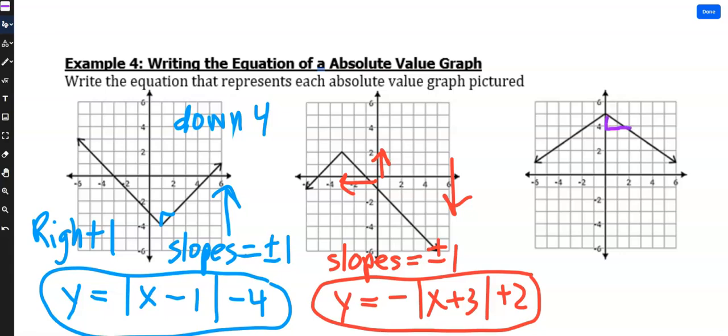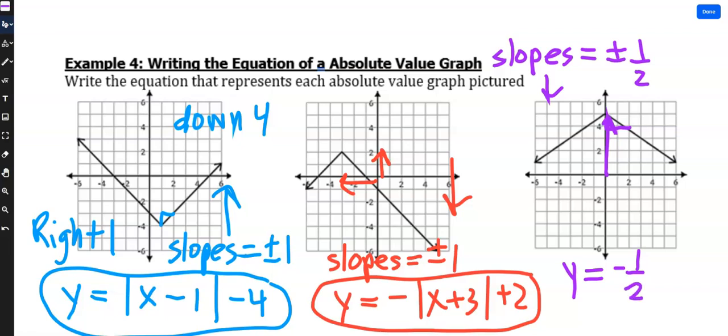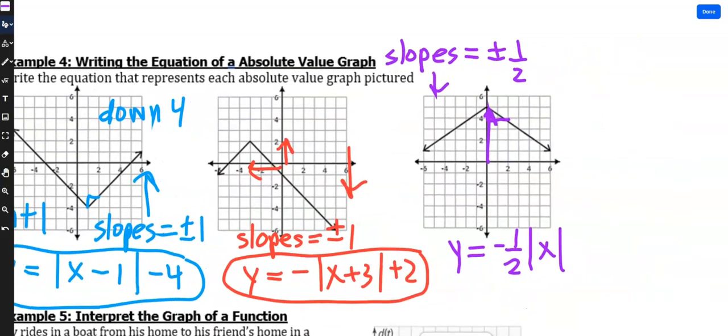Now this last one has slopes of plus and minus 1/2, down 1 over 2. And we know the thing opens down. We know the whole graph got moved up 5 units and no left and right shift. So we'll have our negative 1/2. No left and right shift, so there's nothing on the inside with the x, but it did go up 5 units.